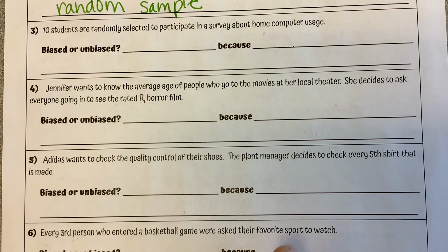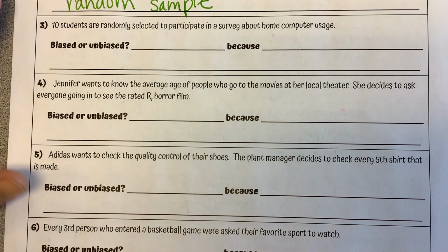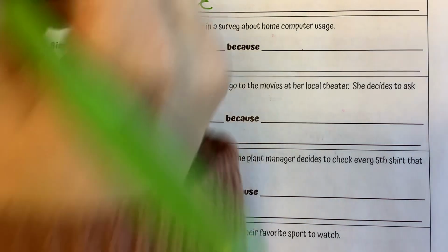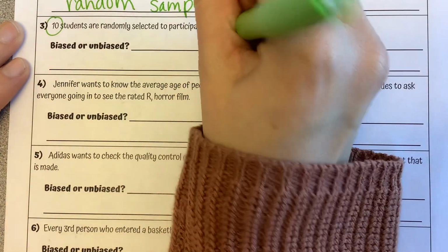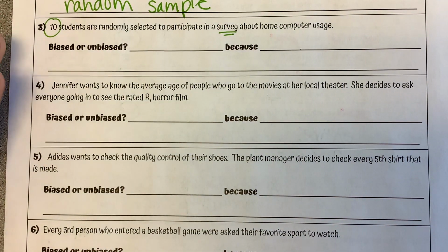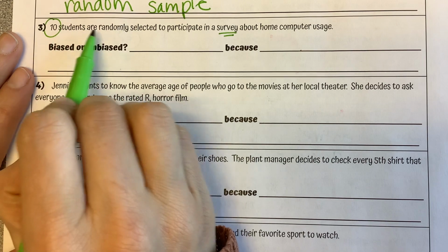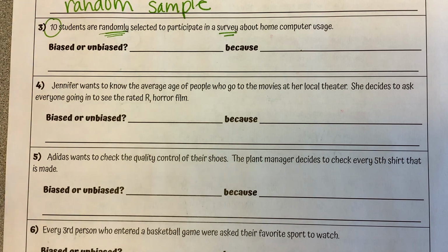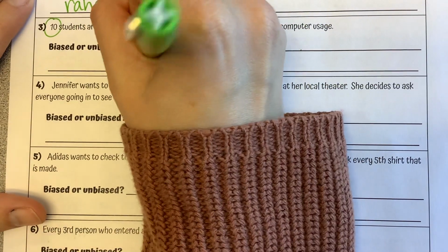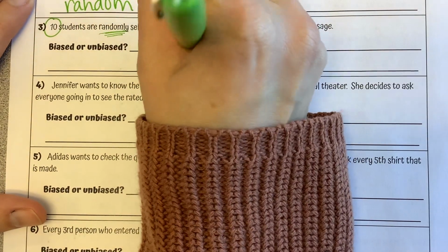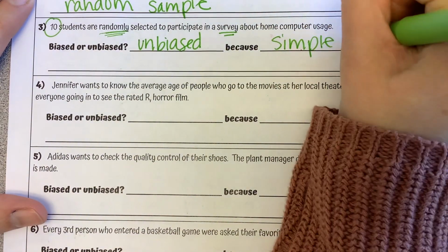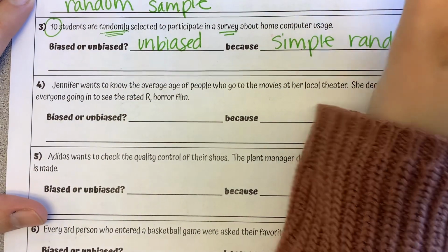Number 3, 10 students are randomly selected to participate in a survey about home computer usage. I know it says survey, but that's just what they're asking here. Where we see 10 students are randomly selected, that randomness is what's important. This is unbiased, and it's a simple random sample.